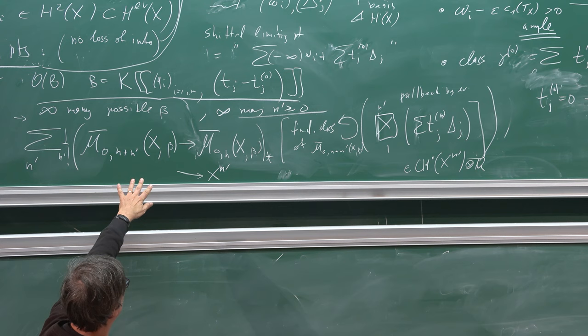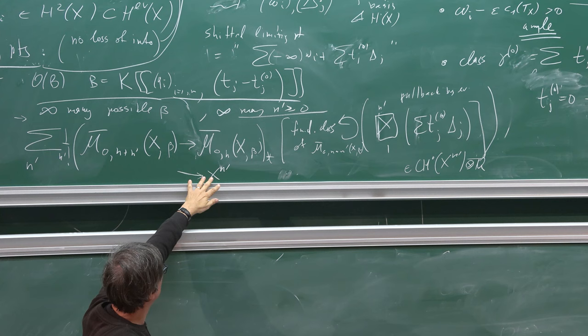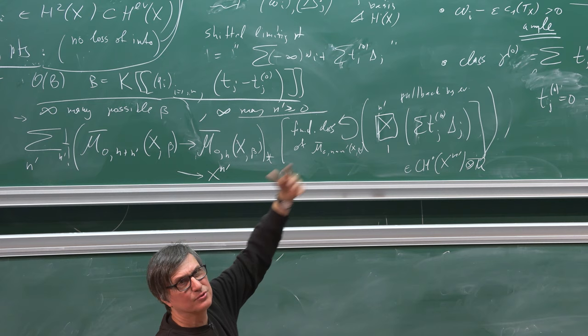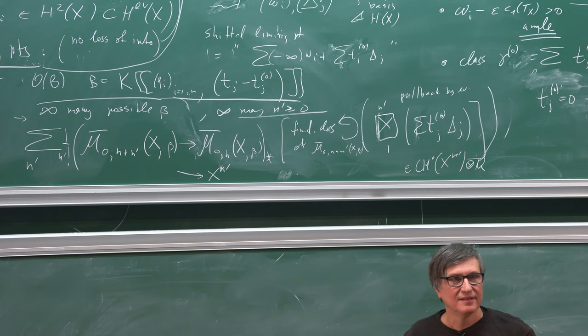Okay, so you take the fundamental class of the moduli space, take the product with this element in Chow, pull back, and push forward to get a class on M zero n bar. And then I can also push forward to X to the power n at the end of the day, and this will be the Taylor key.